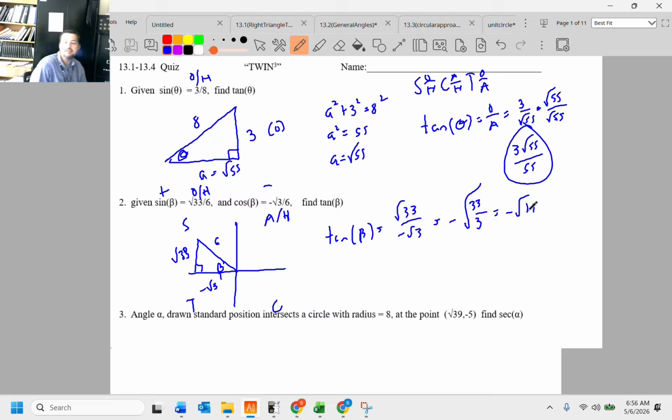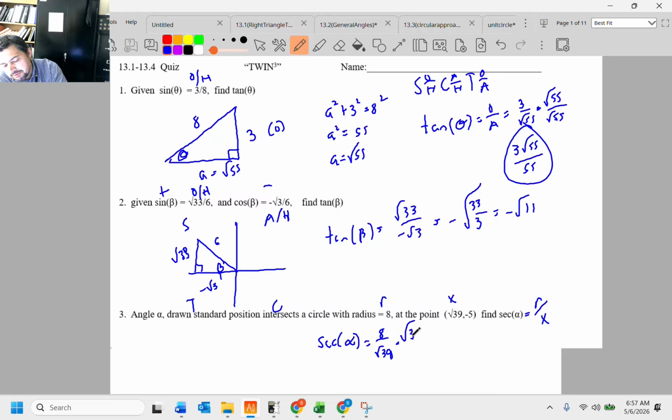All right, number 3: angle alpha, drawn in standard position, intersects a circle with a radius of 8 at the point root 39, negative 5. Find the secant of alpha. So you're supposed to know your circular approach to trigonometry. The secant ratio on a circle is the radius over x. Well, there's r, there's x. So the secant of alpha is simply 8 over root 39.